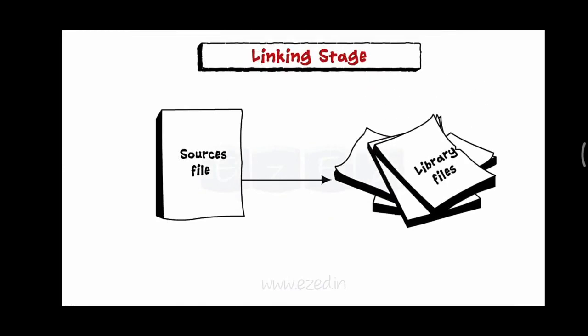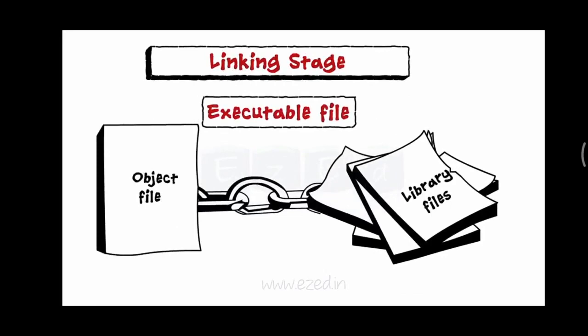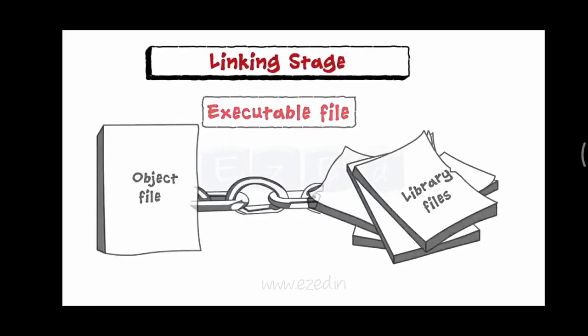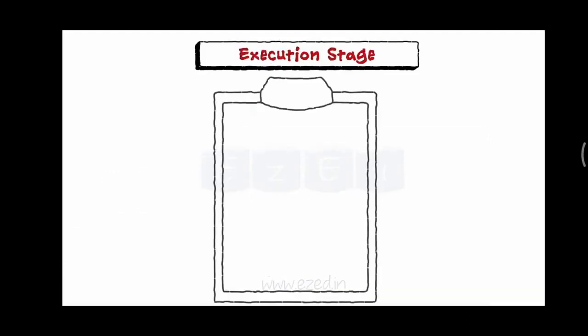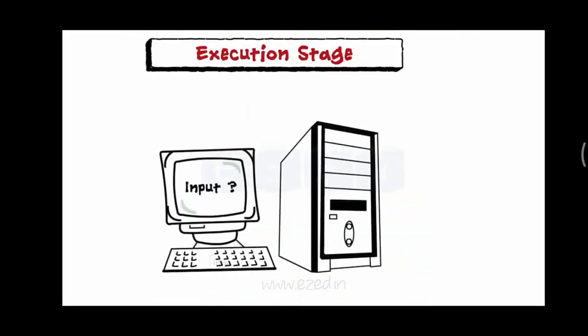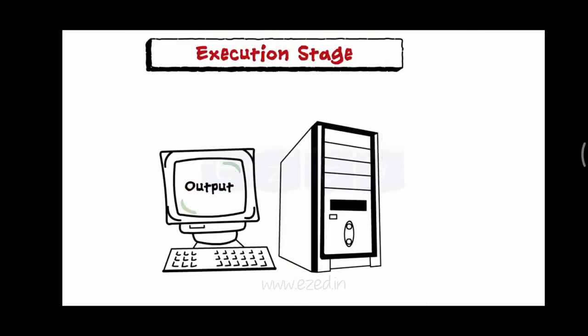Next stage is linking stage. If the source file refers to any library files, then they are needed to be linked with the object code so that an executable file is created. This is done in the linking stage. Last stage is the execution stage. Once the program is successfully linked, the program is ready to be executed. An appropriate input, if any, is provided through the terminal, which is processed by the program, and output is available on the terminal screen.